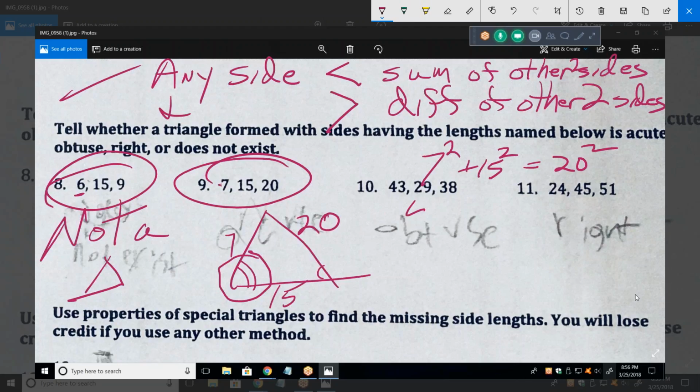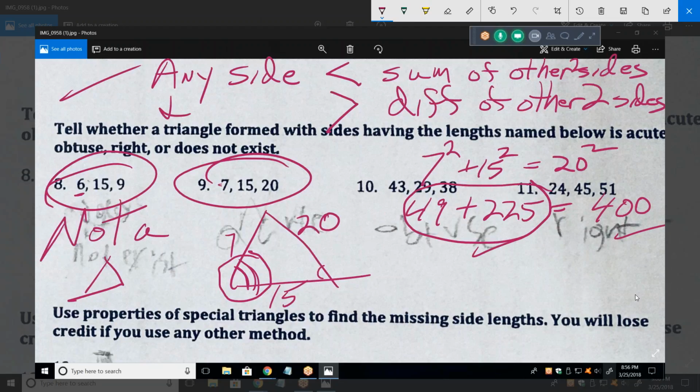Well, what do we get? We get 49 plus, what is that, 225 equals 400. So the left side is less. That means that angle that I got double hash marks on is acute. In other words, if the left side would have been bigger than the right side, then it would be obtuse. Okay.